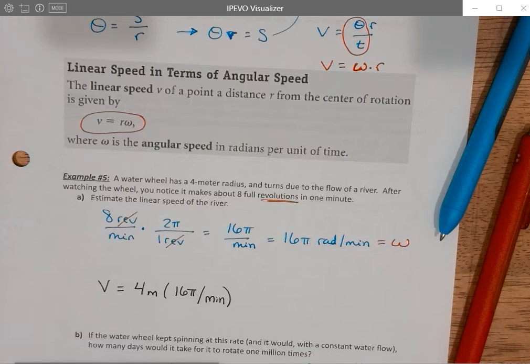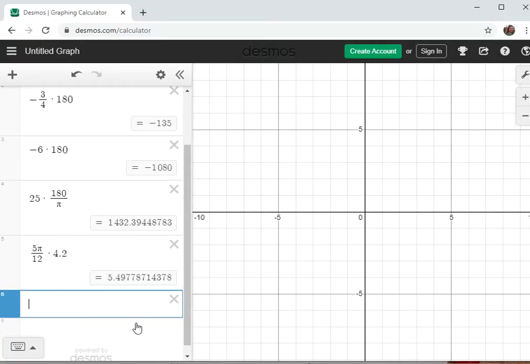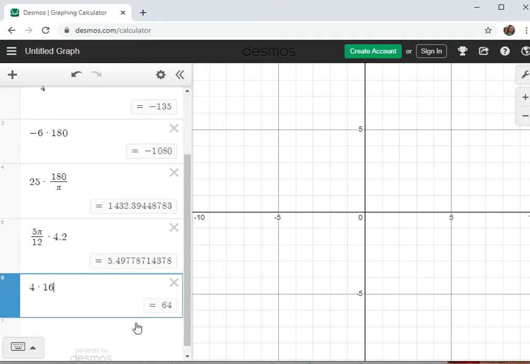So back over to a calculator. I've got other stuff on there, but that's fine. I just want to figure out what 4 times 16 pi is as a decimal so that I have an approximation for my linear speed. Linear speed is about 201.06 meters per minute.